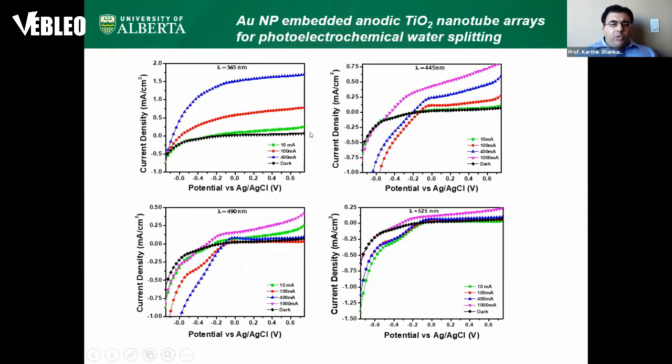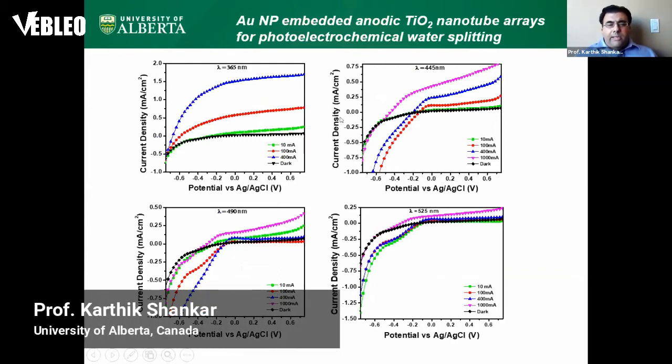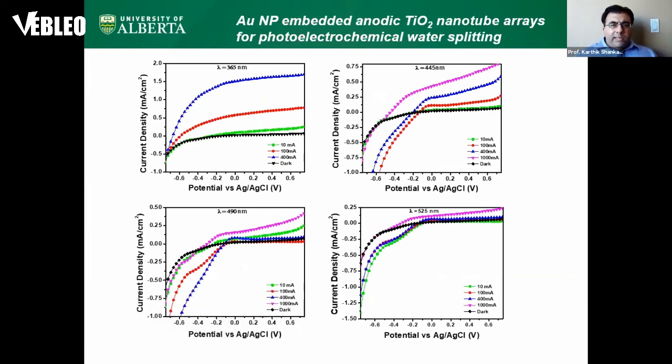We use these gold nanoparticle embedded titanium dioxide nanotube arrays for photoelectrochemical water splitting, and we saw improvements. Remember, titanium dioxide, even though it's very photochemically stable and an excellent catalyst, has a big problem: its band gap is too wide. It's a wide band gap semiconductor. The anatase phase has a band gap of 3.2 eV, and the rutile phase of TiO2 has a band gap of 3 eV. Which means TiO2 is not useful for harvesting visible photons.